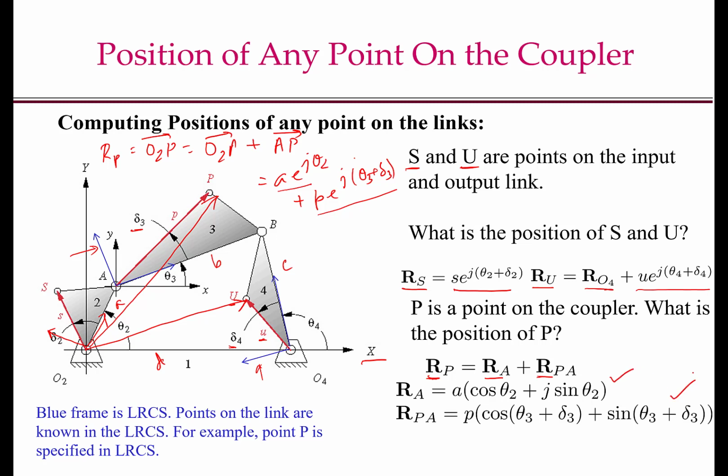And if I add these two, I will get the position vector of point P. Note everything on the right hand side: A, theta 2, P, theta 3, delta 3 are all known. So you can just evaluate these expressions and do the addition and you will get the answer. There is a j missing here, so this should be plus j sine (theta 3 plus delta 3).